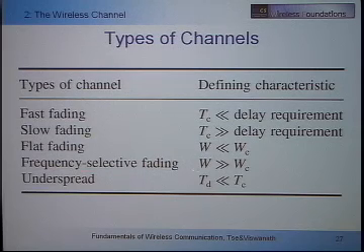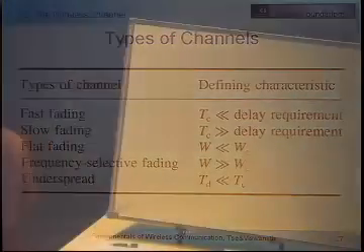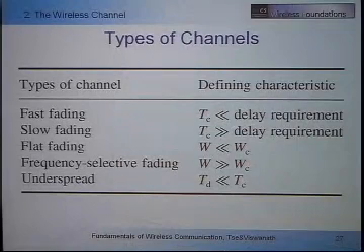Frequency selective fading is the other way around. So I could do an analogous definition of fast fading versus slow fading. Fast fading versus slow fading refers to a temporal variation of the channel. And to define that, I needed to define it with respect to some natural time scale. Here, I define a fast fading channel as one in which the coherence time of the channel is much less than the latency requirement of my application.